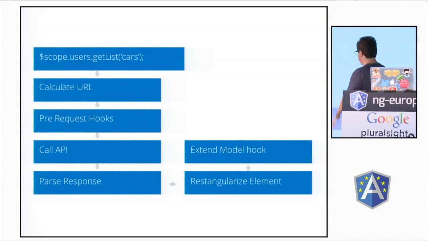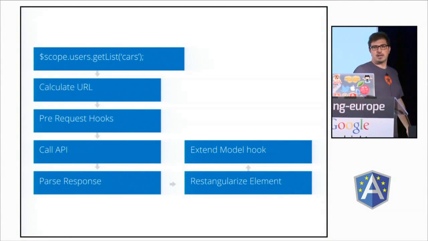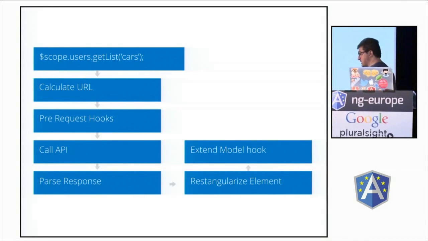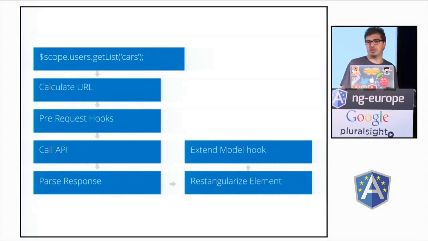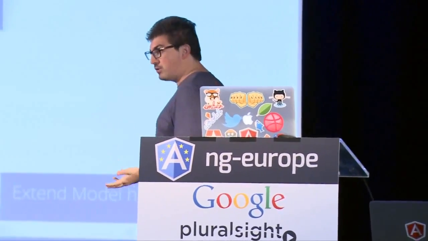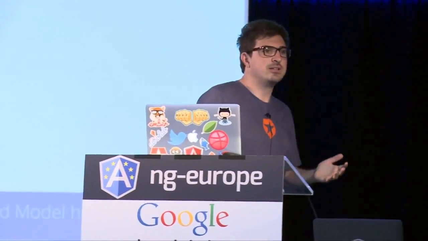Then, going on with this flow, once the element is restangularized, what I have is this extend model hook. The idea of this extend model hook, we'll see it in a little bit, is that you can also add your own custom methods to the objects that you receive. Those custom methods that you add to the objects are also added to that object itself. It's not a prototype. So again, this doesn't look good.